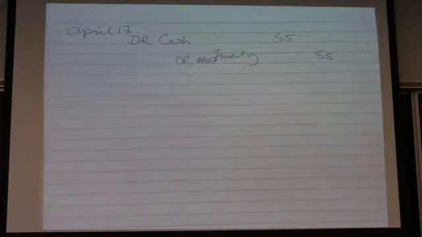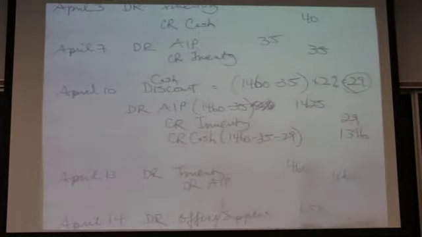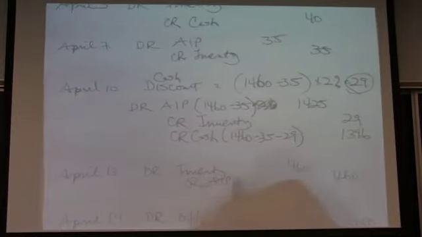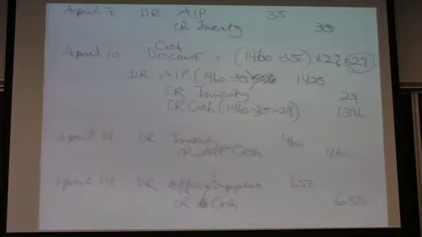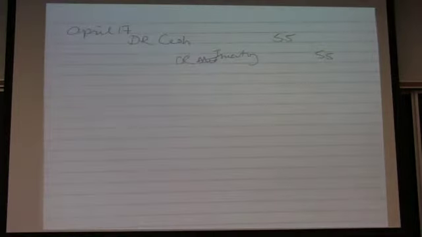Okay? Actually, on the 13th, I made a mistake. It says purchase tennis shoes $460 for cash. So it's really just cash, isn't it? It's not accounts payable. So you've got to be careful when you read these questions because sometimes it says bought on account, which means that it's set up as an accounts payable, or if it's bought for cash, then you have to credit cash.